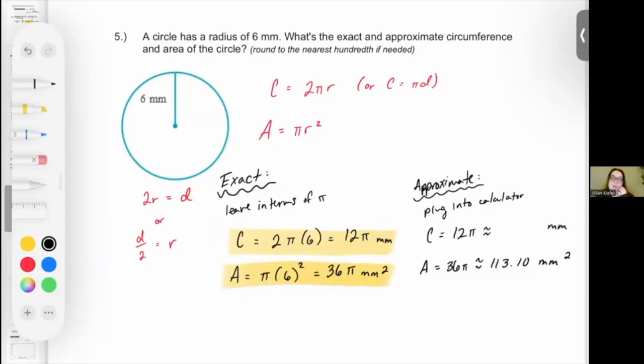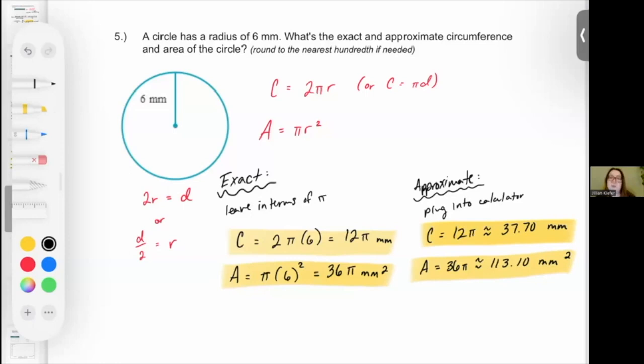Then for our circumference, which we said was 12 pi, 12 times pi in our calculator should be 37.70. That is the actual value of circumference and the area when we plug them into our calculators correctly. So there we have it.